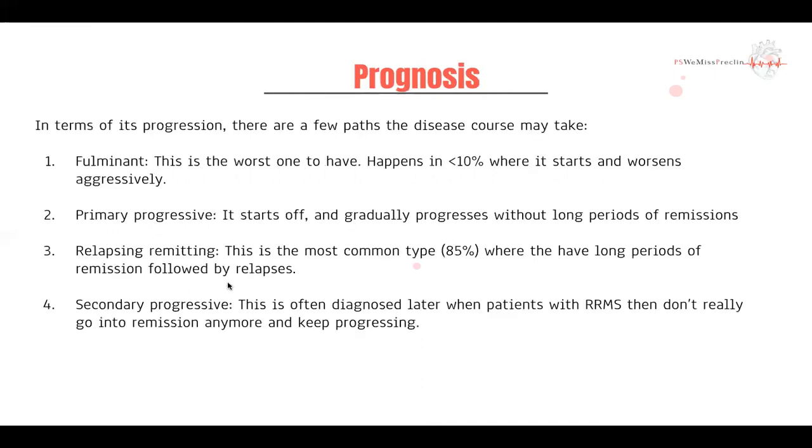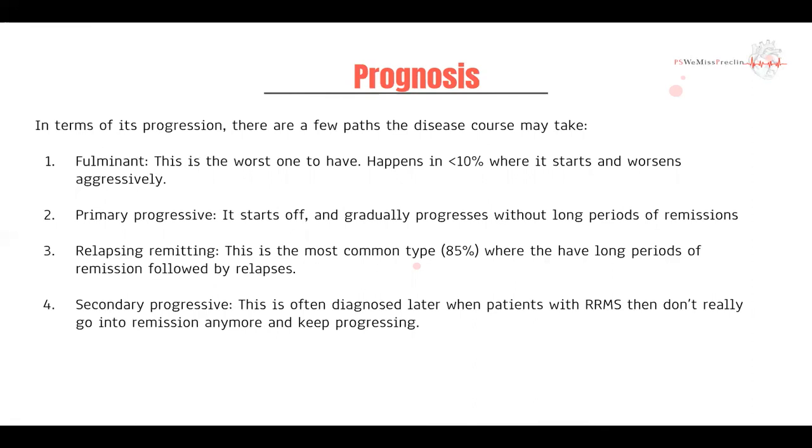The last thing that's important to know is that very commonly patients will ask you, well, doctor, I've had this flare-up. Is it going to get better? Is it going to get worse? What's the prognosis like? And it's important for you to know the four broad types. The first one is fulminant MS. This is the worst one to have, where you have the first episode and it just gets worse and worse and doesn't really get better. It happens in less than 10% of cases.